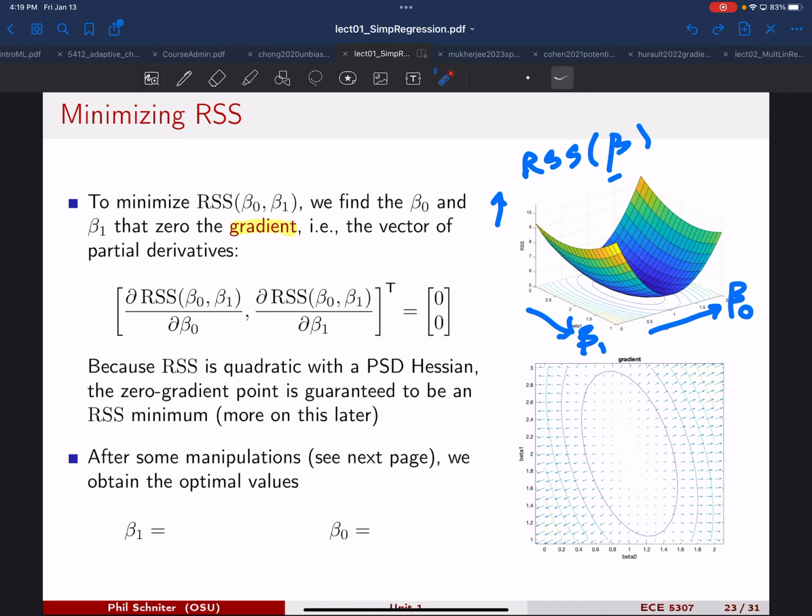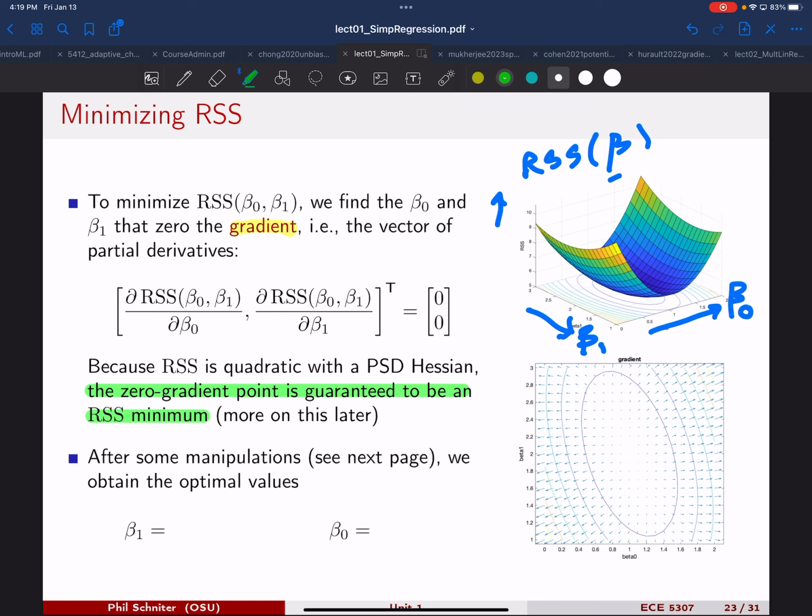We want to find the point with zero slope. It's definitely going to work for this quadratic function. And like I said, we're going to talk more about this in later units, and we're going to get more technical, et cetera, et cetera. But right now, that's the main idea. Now, let me just highlight it here. The zero gradient point is guaranteed to be a minimum of this function that we want to minimize. Okay. So our whole approach is just going to be to try to figure out which beta is the zero gradient beta, and that's going to be the RSS minimizing beta. Okay. Is that idea clear?